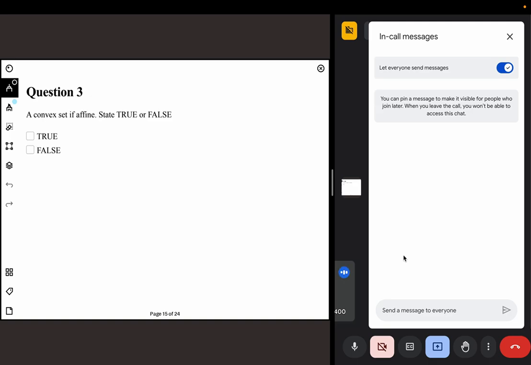Okay, the next problem: is a convex set an affine set? Is it always true? Any example? So a coffee cup is an affine convex set. So it's not a convex set, right? The question is whether a convex set is affine.